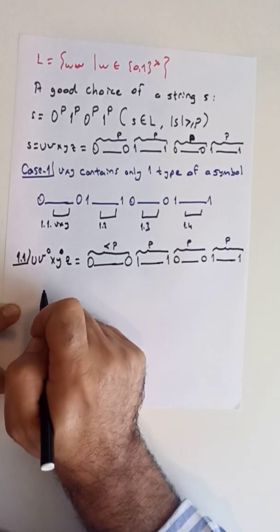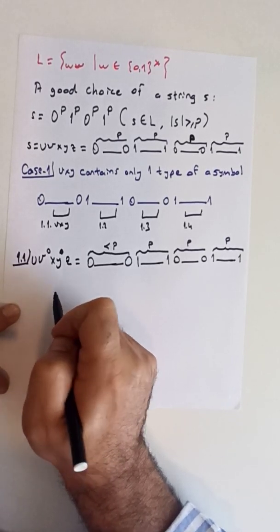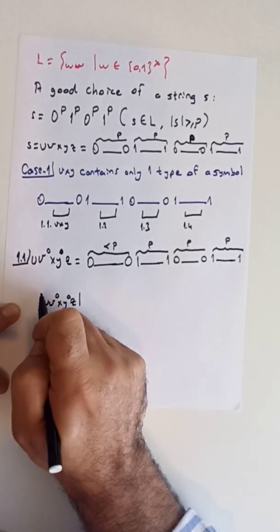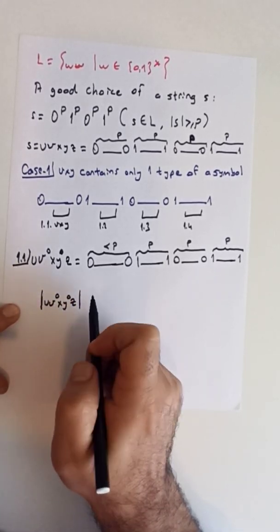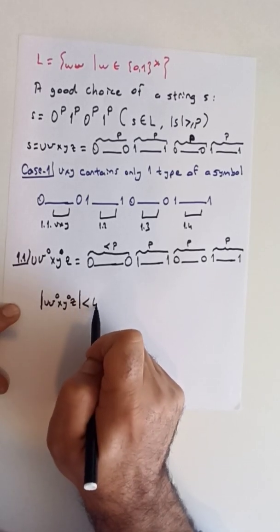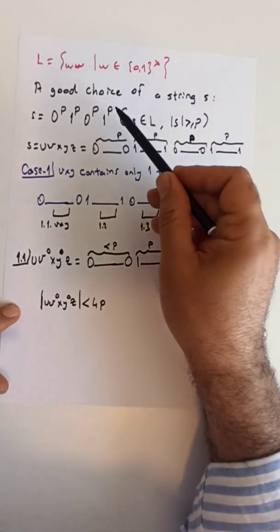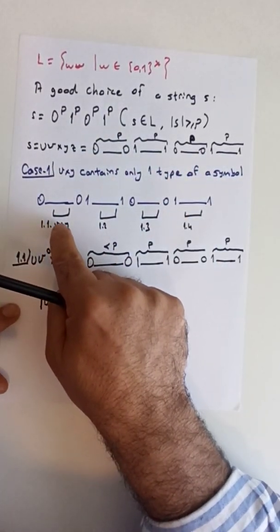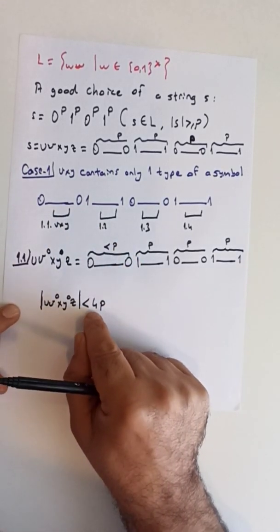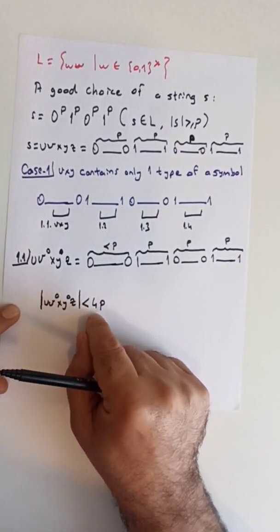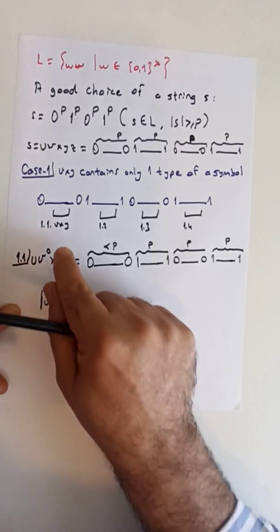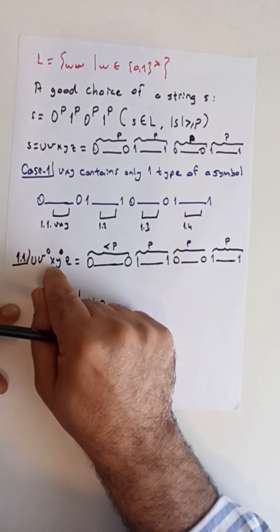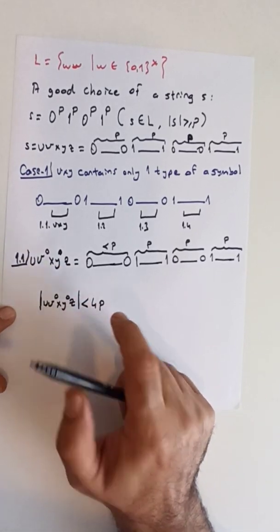Now, in this new string, let's check the length of uv to the 0, xy to the 0, z. What is the length going to be? The length of this new string is definitely less than 4p, because the length of the original string is 4p, and we are definitely removing some number of zeros. So it will have length less than the length of the original string, because v or y is not epsilon, v or y contains some number of zeros, and we are removing some number of zeros from this original string.